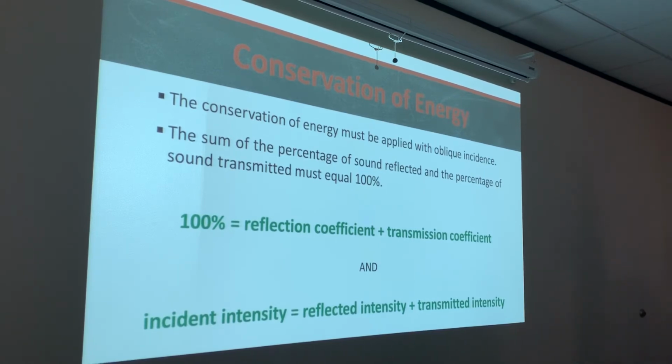Okay? So 100% equals the reflection coefficient plus the transmission coefficient, and the incident intensity equals the reflected intensity plus the transmitted intensity. Okay? But I can't put numbers to that, right? Because we can't predict those numbers. I can't predict that percentage. But that's what the conservation of energy means, that all of the energy, 100% of the energy, must be accounted for. All right?